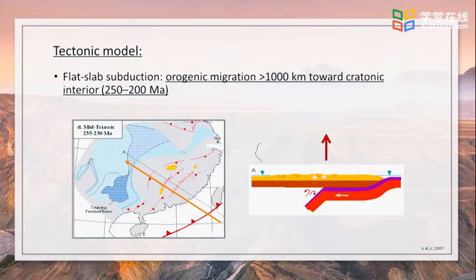In this flat subduction model, it is proposed that the orogenic front migrated for more than 1,000 kilometers towards the cratonic interior during the early Mesozoic. And it is because of this orogenic migration that the whole area of South China was uplifted during this tectonic process.